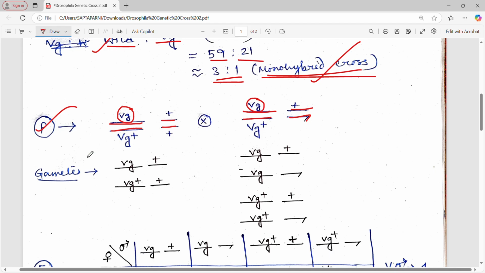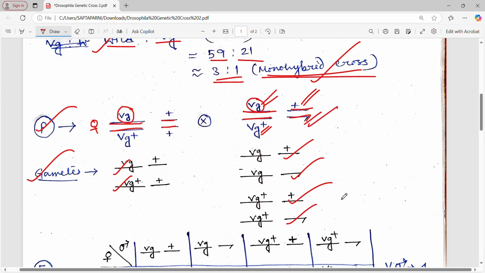So now let's derive the gametes from here. Obviously there will be 2 types of alleles from the mother. The mother's alleles should be VG and VG plus, each with an X chromosome. Now from the father there would be 4 types of gametes. One is VG with wild type X chromosome, another is VG with Y chromosome, then VG plus with wild type X chromosome, and then VG plus with Y chromosome.